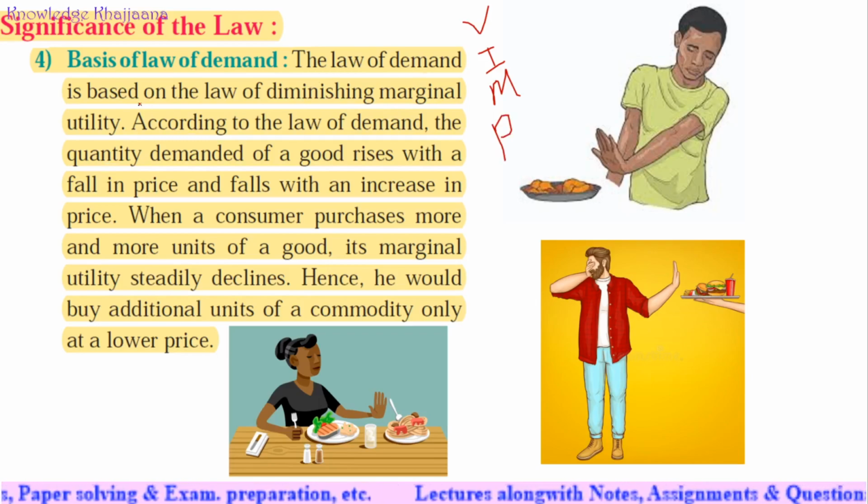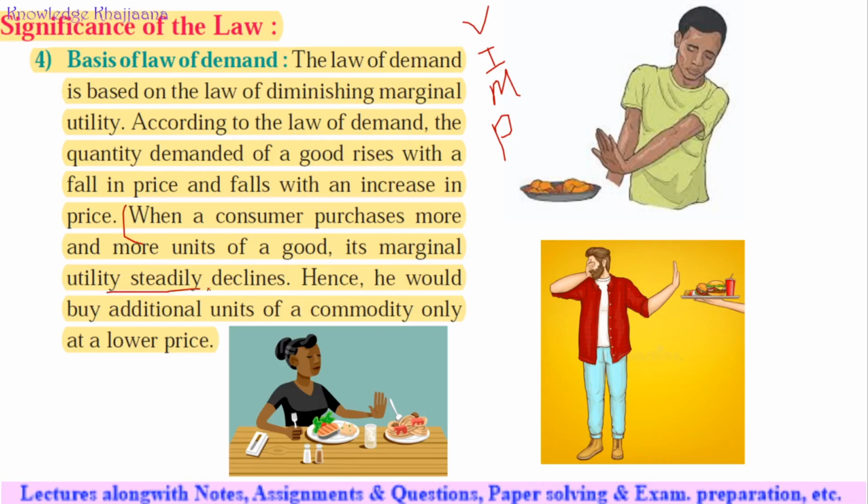The law of demand is based on the law of diminishing marginal utility. According to the law of demand, the quantity demanded of a good rises with a fall in price and falls with an increase in the price. When a consumer purchases more and more units of a good, its marginal utility steadily declines. Hence, he would buy additional units of a commodity only at a lower price.